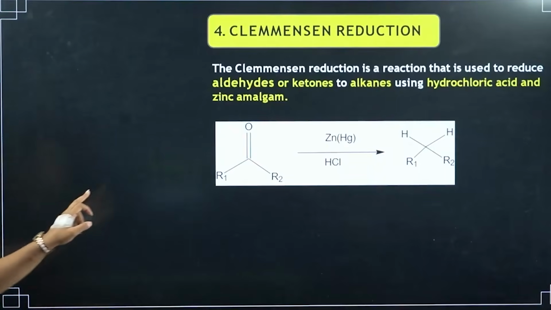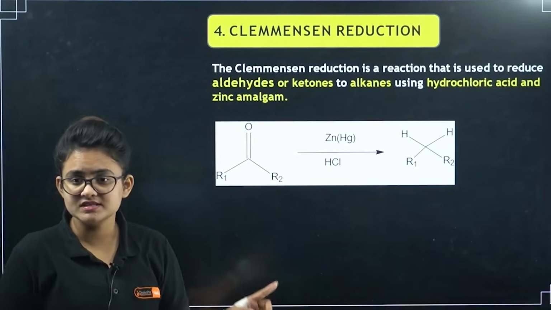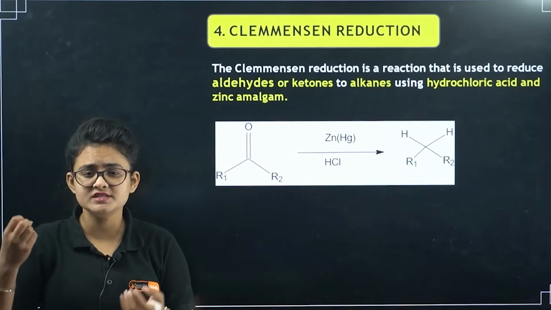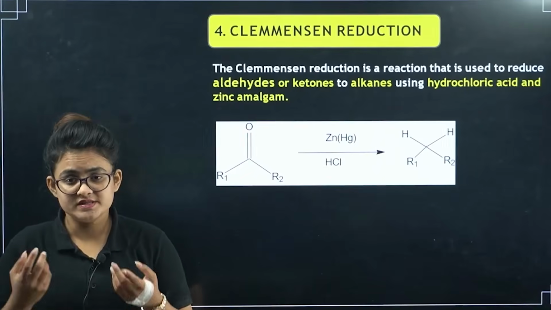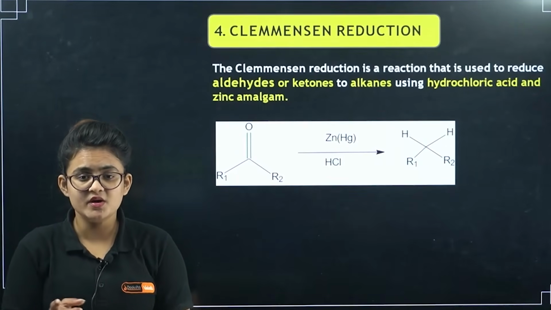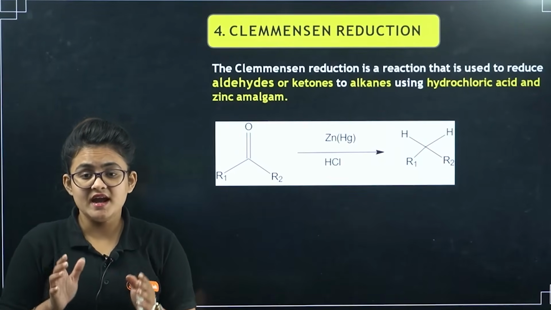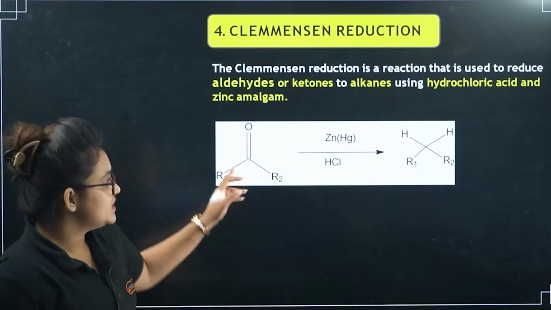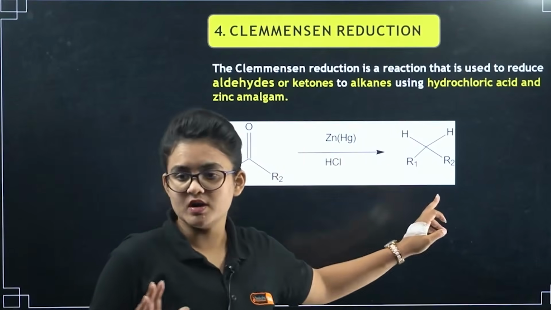Let's proceed. Here you can see this is a reduction reaction, the Clemmensen reduction. If you have a carbonyl unit, then zinc amalgam in the presence of HCl. The reagent is very important. Sometimes they ask it in a direct MCQ question as well. So it will be converted to a normal hydrocarbon.